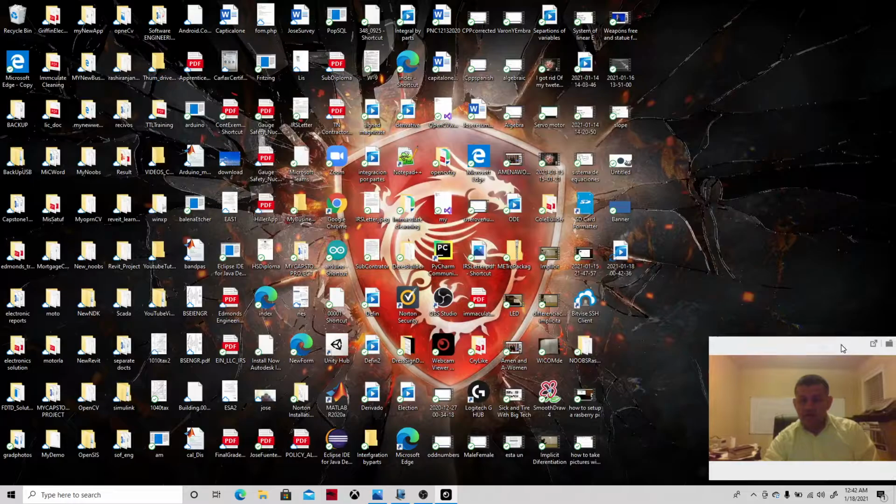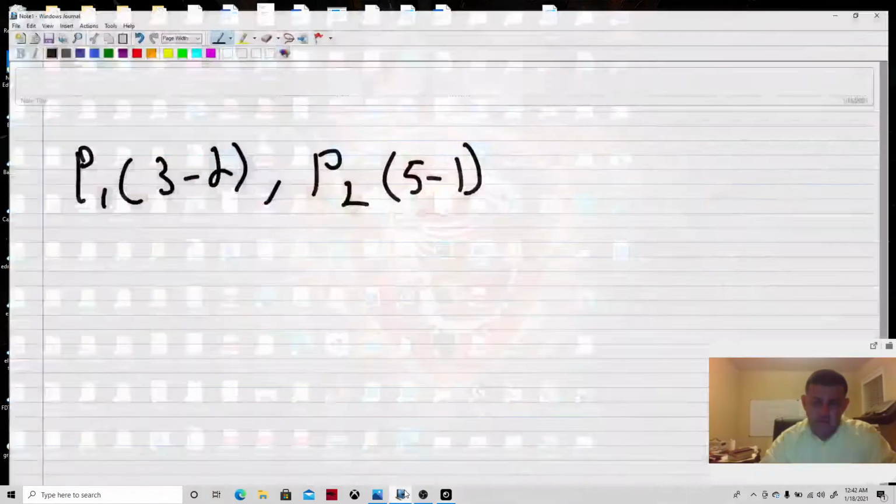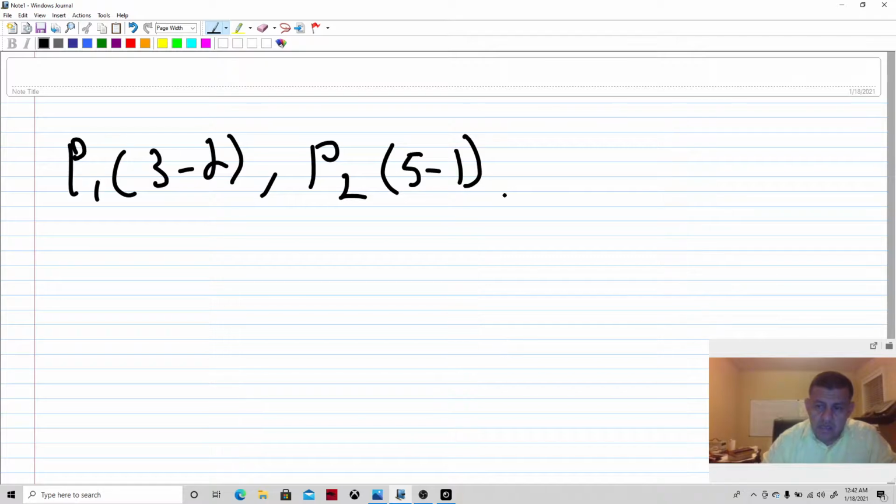Hey everybody, I will do another problem, and today we will do the same thing that we did last time. We have 2 points, right? And so we will actually find the equation of the line of these points like this, right?